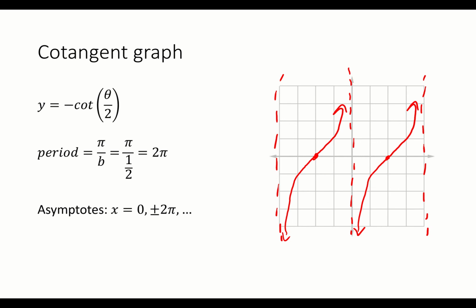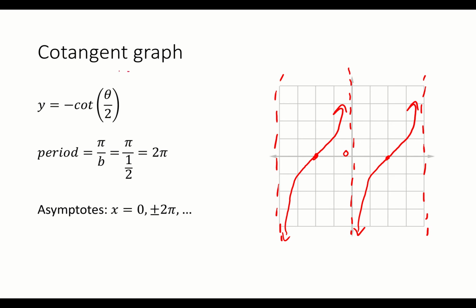So that's what you've got to watch out for. Is your lead coefficient positive or negative? Because that's going to affect whether the graph increases or decreases. If the lead coefficient is negative, you're going to have to reflect that parent function over the x-axis. Okay, now what do we have for the b value?